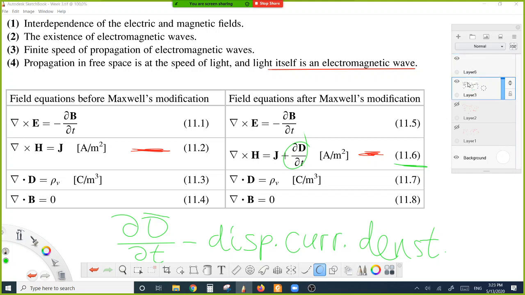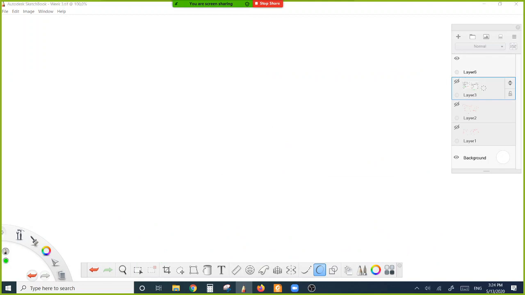Let's try to show that the field equations before Maxwell's modification are not consistent with the continuity equation. In order to do so, let's take equation 11.2, this equation, and let's try to manipulate it.